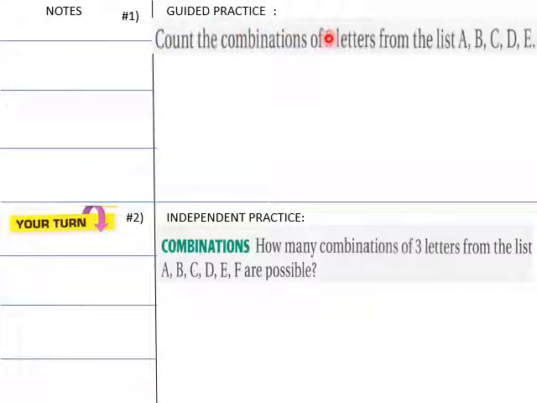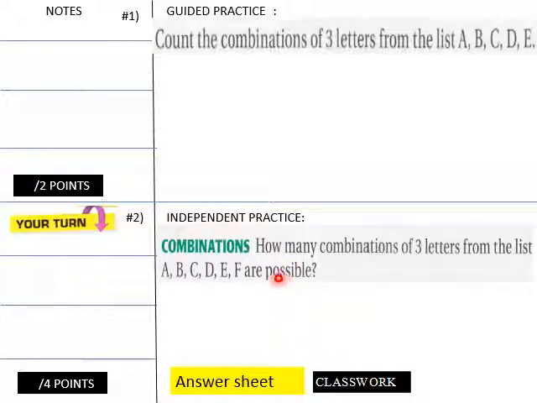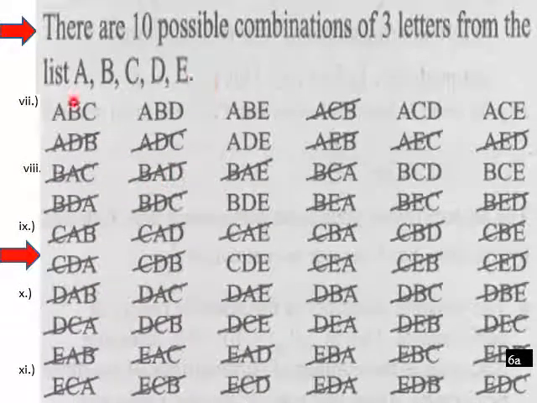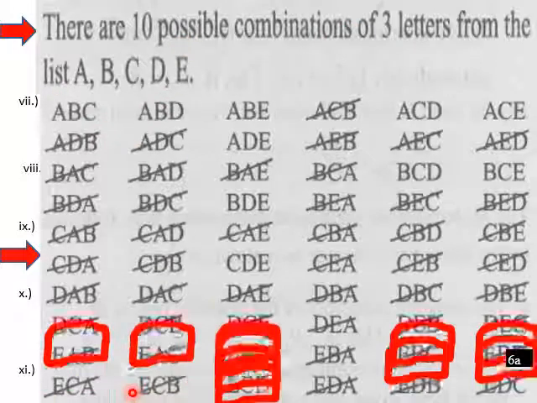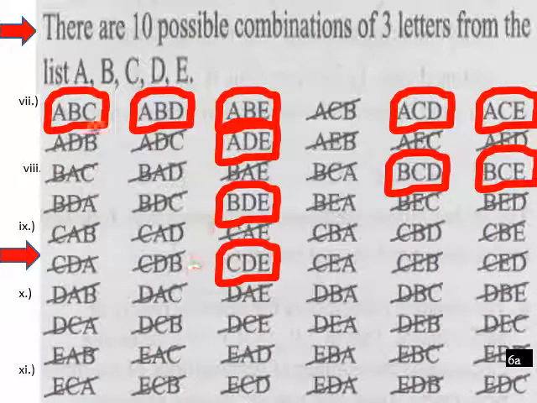Okay, guys, practice. Count the combinations of 3 letters from the list A, B, C, D, E. Students, here's yours down here. How many combinations of 3 letters from the list A, B, C, D, E are possible? Go ahead and do that one. So here's our list. There are 10 possible combinations of 3 letters from the list A, B, C, D, E. The ones that aren't crossed out would be your list. This is one way that you could do it.